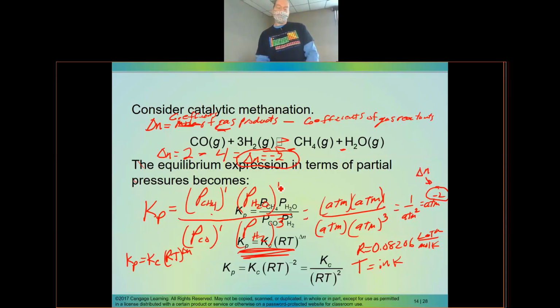So the equation to get it is the coefficients of gas products minus coefficients of gas reactants. Always products minus reactants, but only the gases. If there's aqueous, liquid, solids, you just ignore them. It is only the coefficients of the gaseous products minus the coefficients of gaseous reactants.